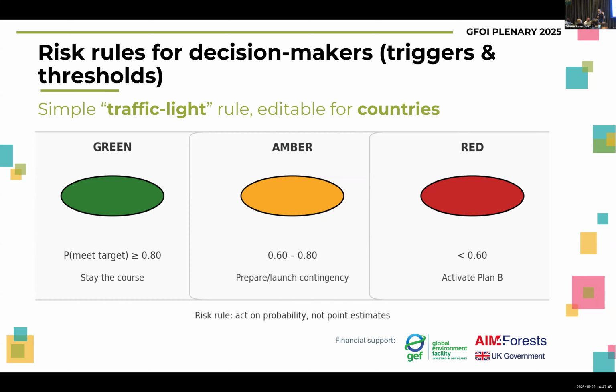Based on these probabilities, potentially we can keep communicating to the decision maker in a simple way, instead of communicating this continuous probability distribution. What we can do is a sort of semaphore, a street light, where we can tell them, okay, if the probability of meeting your target is larger than 0.8, you can take an action where you stay in business as usual. You can do a red one where you say, if your probability is below 0.6, you can activate a plan B of action, another different action. And you can do one in the middle: if you are between 0.6 and 0.8, you should be ready and launch contingency actions. Basically this is a very simple risk rule where you are going to act on probability, not on point estimates.